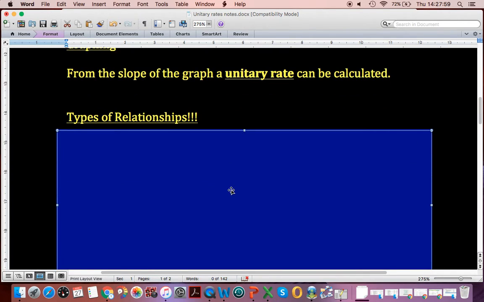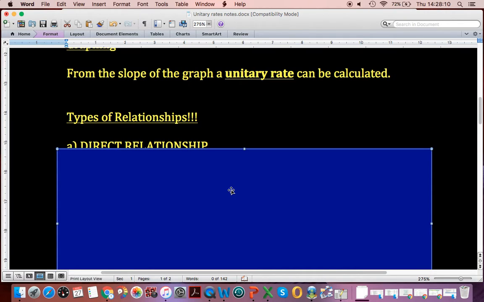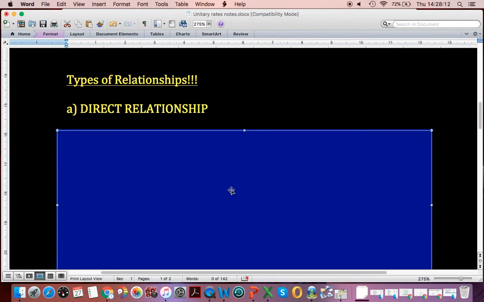Now, we're looking at types of relationships. No, this is not some sort of emotional course. It's a mathematical variable relationship that we're looking at. And there are two kinds we worry about. We can have a direct relationship.